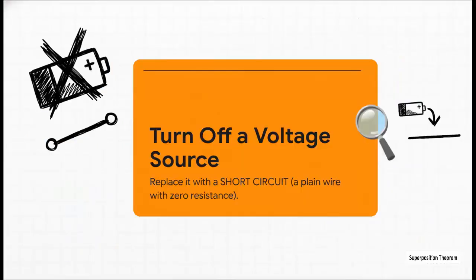Okay, here's rule number 1. When you need to turn off a voltage source, you replace it with a short circuit. And all that means is you replace it with a plain wire, zero resistance. The best way to think about it is like taking a battery out and then just connecting the two terminals together with a wire. You're forcing the voltage in that spot to be zero.